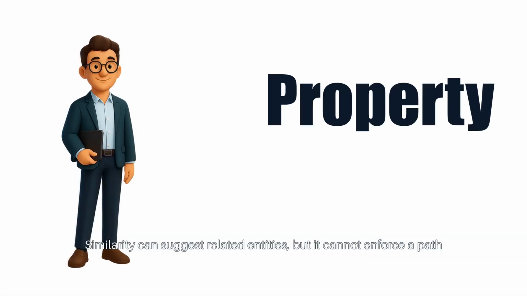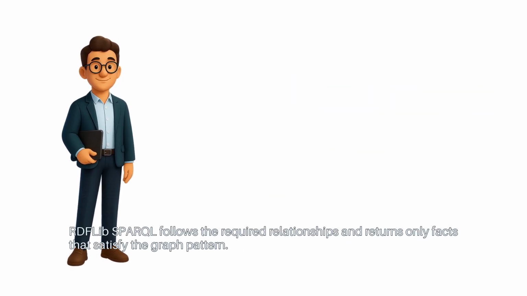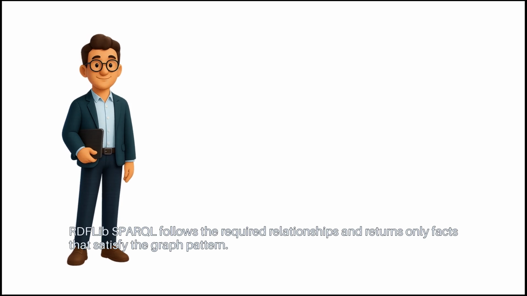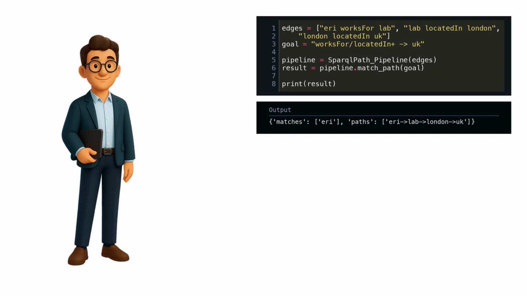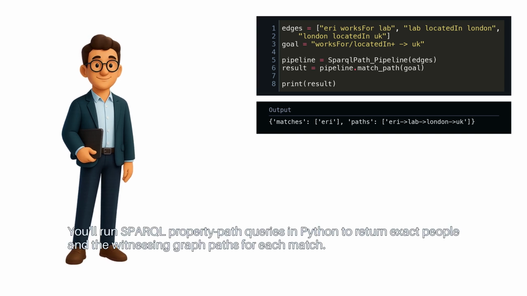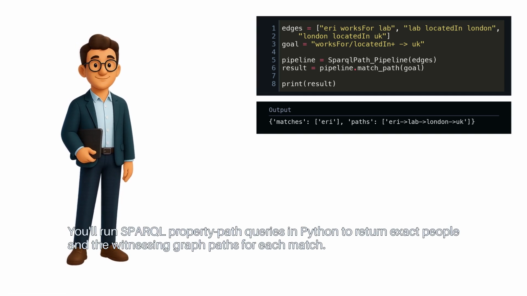Similarity can suggest related entities, but it cannot enforce a path. RDFLib SPARQL follows the required relationships and returns only facts that satisfy the graph pattern. You'll run SPARQL property path queries in Python to return exact people and the witnessing graph paths for each match.